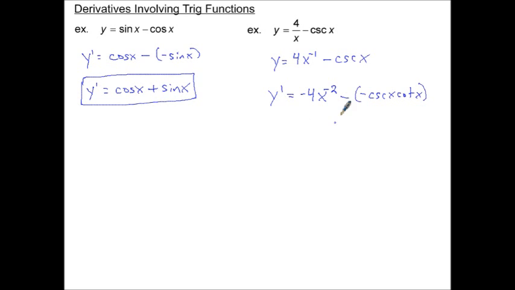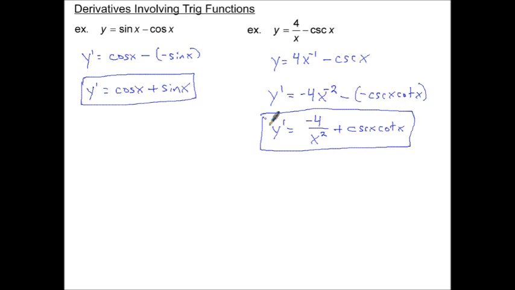And then again, just cleaning up the mess, y prime equals negative 4 over x squared. Again, I just do that because the original problem was given in that sort of format, so I'm keeping the format of the original problem. And then 2 negatives make a plus, so then I got cosecant x, cotangent x. And I'll do that derivative. Okay, hopefully that didn't look too bad.